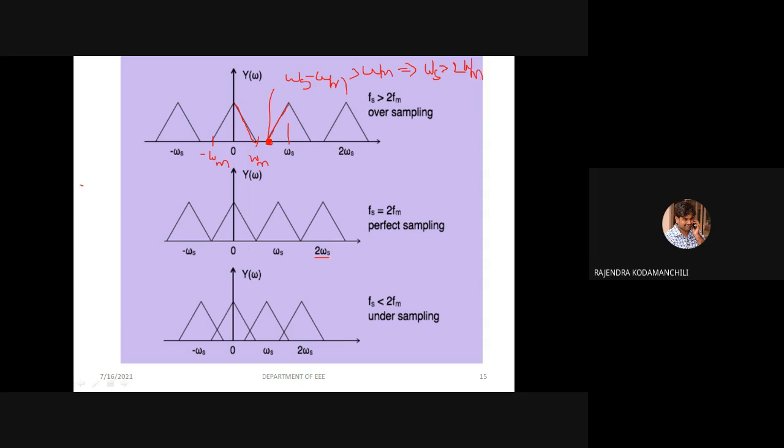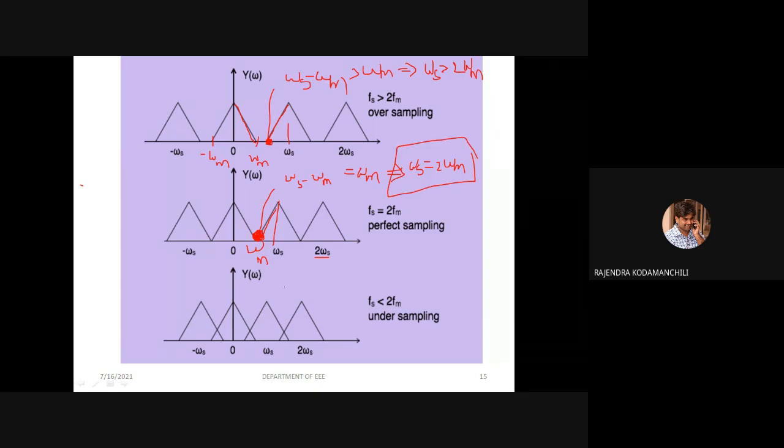Second case. Here the same waveform is repeated. It is omega m, then decreased and increased, which is called omega s. Now what about this point? It is omega s minus omega m, and omega s minus omega m and omega m, those two are equal at this point. So we get omega s equal to 2 omega m. That is the second one.